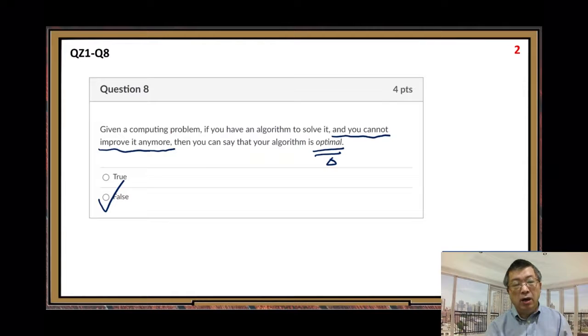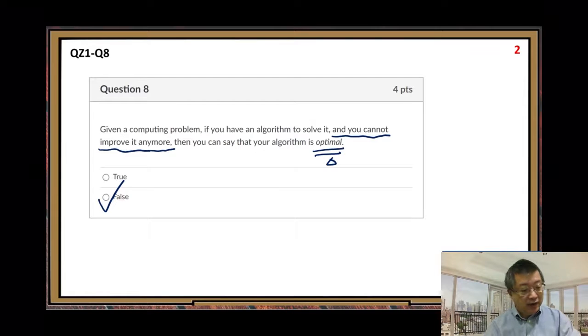Remember, in our optimality topic, in the finding the minimum example, we did a proof. We made convincing arguments. So here, if you want to say it is optimal, you need to make your own convincing arguments. That's the point.